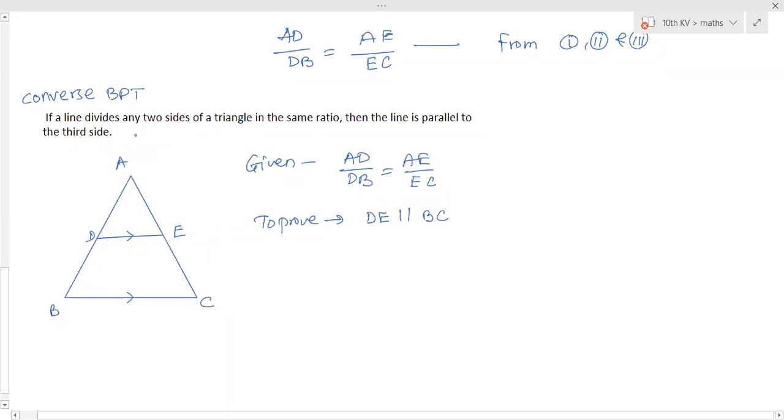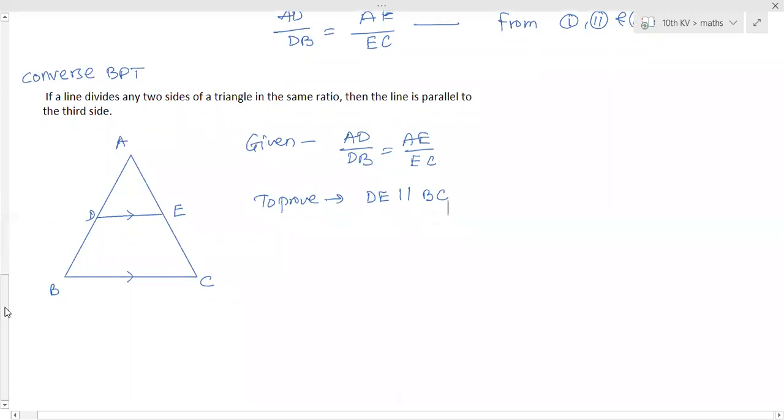Statement clear, everyone? If the ratios of two sides are equal, then the line joining those points will be parallel to the third side. So we have to prove DE is parallel to BC. For that, we have to show the ratio in which D and E divide the two sides of the triangle is equal. If we are able to prove that, then we can directly say that line is parallel to the third side. Okay. Now how to prove this?